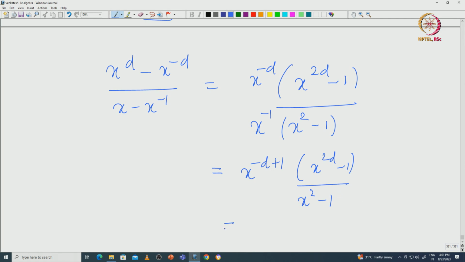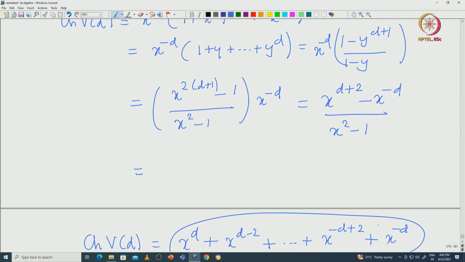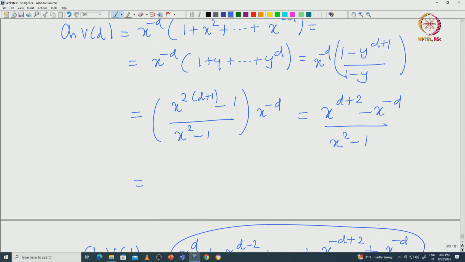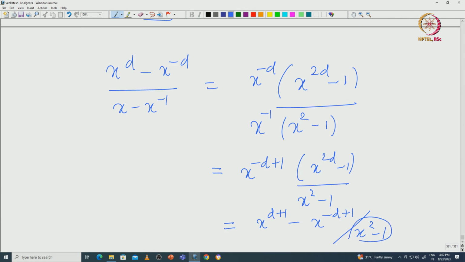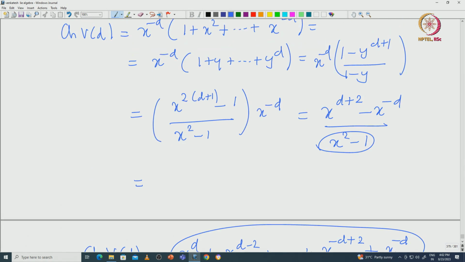If you take it inside, you get x power d plus 1 minus x power minus d plus 1 divided by x square minus 1. So let's go back and see whether we got something like that. And yeah, we made a mistake, I guess. Here x square minus 1 is correct, so that is what we are getting here. And then x power minus d plus 1 we should get, so one term is missing.